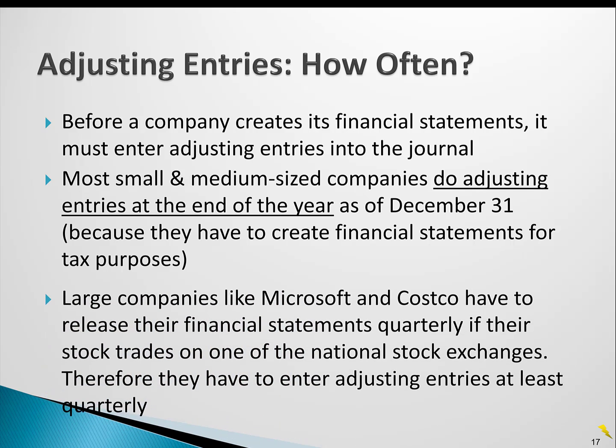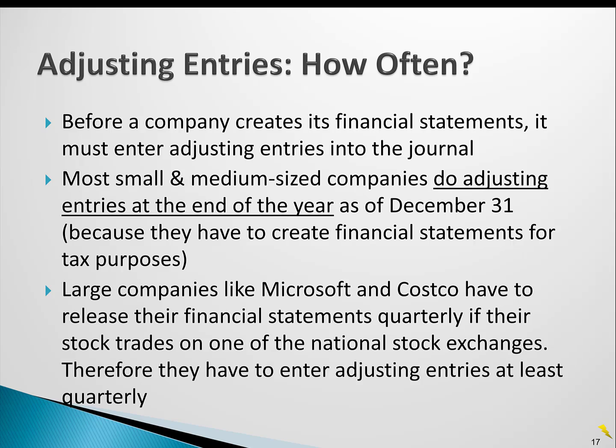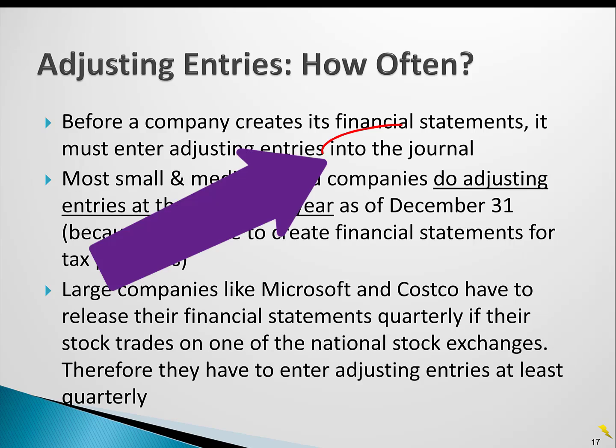And then large companies like Microsoft and Costco have to release their financial statements quarterly if their stock trades on one of the national stock exchanges like the New York Stock Exchange or NASDAQ. Therefore, they have to do adjusting entries at least quarterly. And where do we enter these adjusting entries? In the journal.